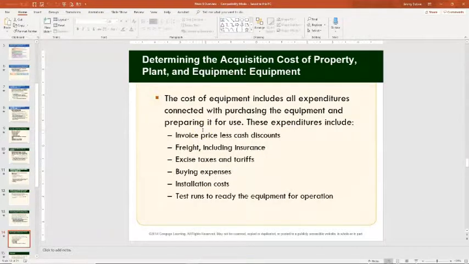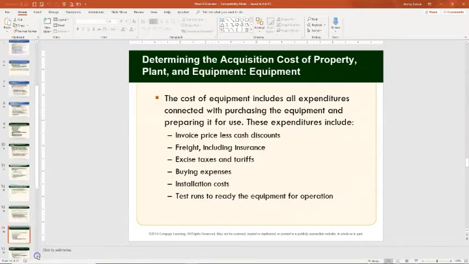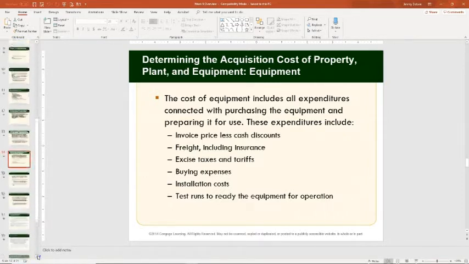The cost of equipment includes expenditures connected with purchasing equipment and preparing it for use, just like we talked about, but that includes even test runs to ready the equipment for operation. Which is very typical in, at least in automotive manufacturing. These test runs have to be demonstrated first before customers will buy parts. Some of that would be able to be depreciated because it's part of the capital cost. Let me move down the list here.